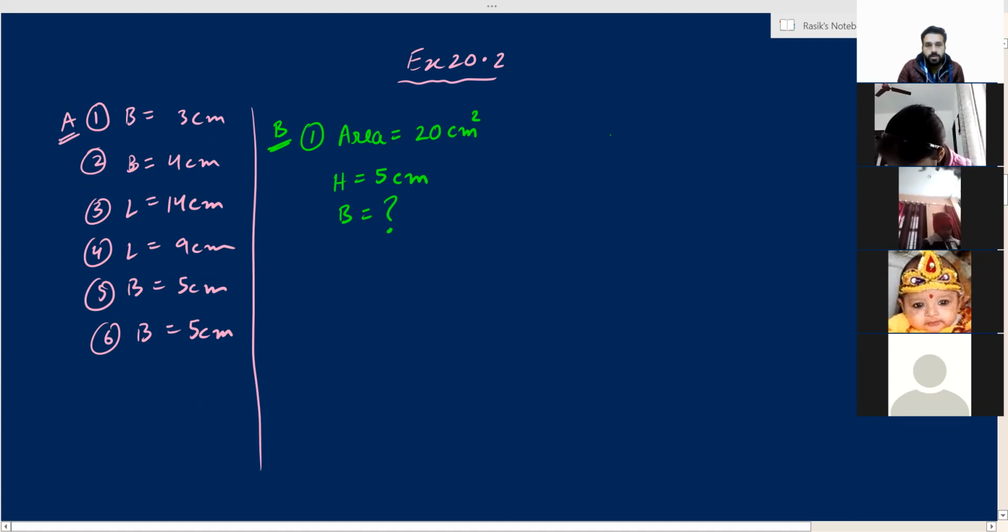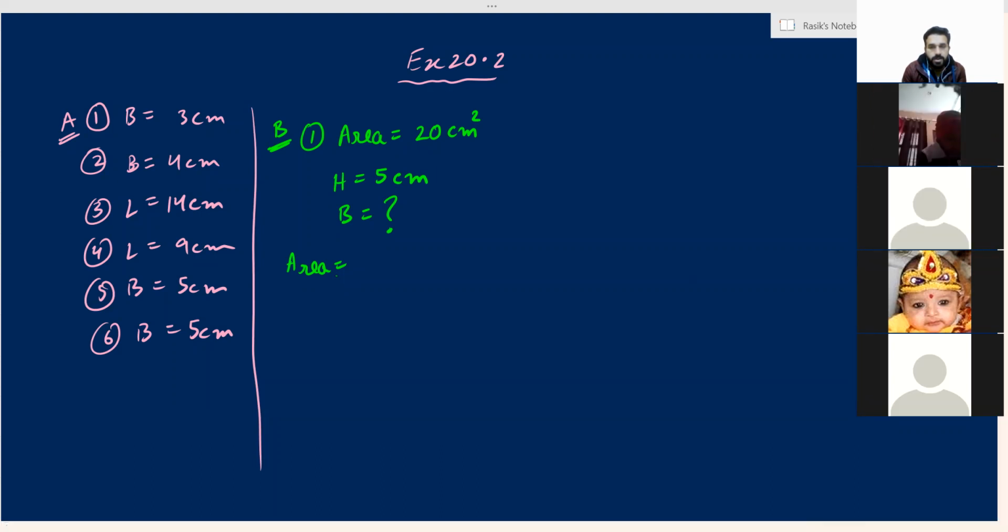Okay. So we know that area of a triangle... Everyone, please look at the board. Look at the first part, everyone. Stop doing whatever you're doing. Pay your attention on the board. Leave everything in the world. Look at the board.